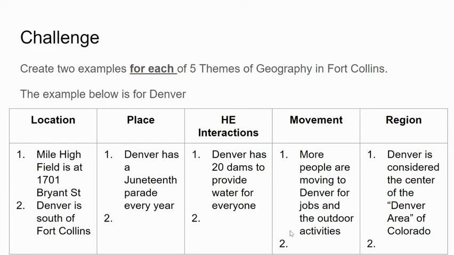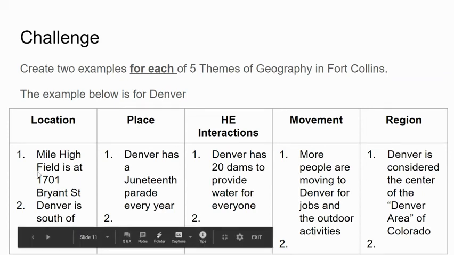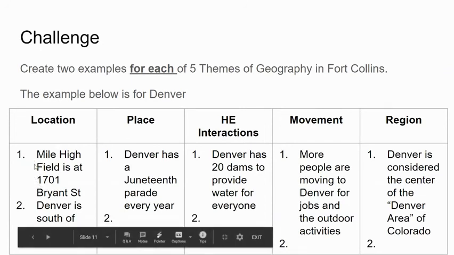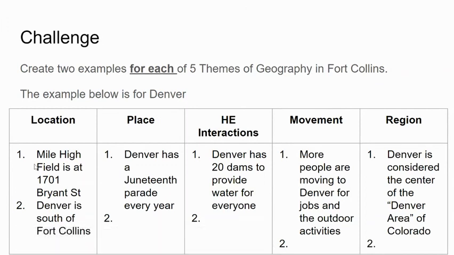So I gave 2 different types of examples for location. Where is a specific location or an absolute location? So I did Mile High since it's no longer Sports Authority, but no one's bought it to get their name on it. I'm just going with Mile High Stadium. Its exact location is 1701 Bryant Street. Its general or relative location is Denver is south of Fort Collins.